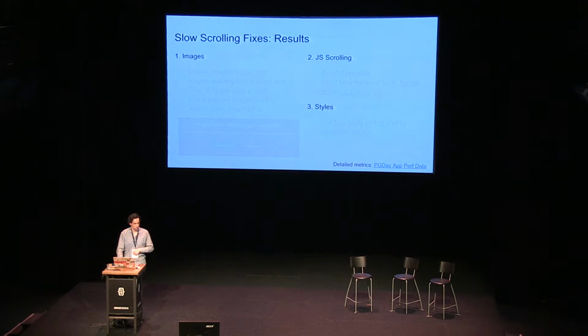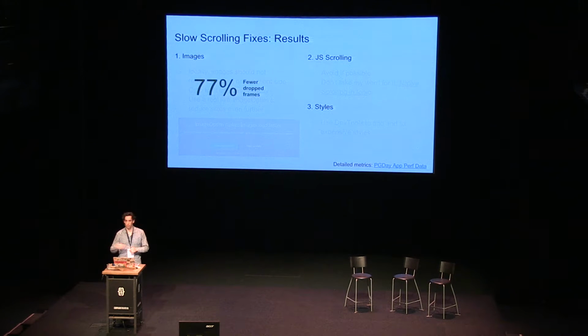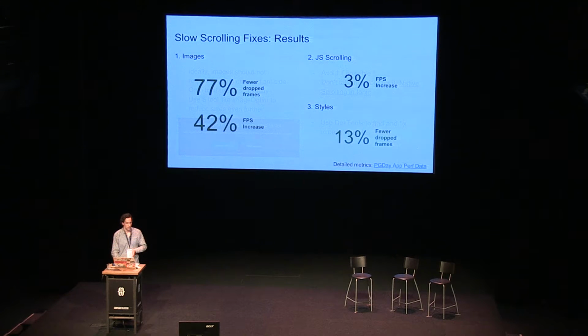And when I talk about the results, how we actually did, with browser-perf, I was able to get, of course, those numbers that I showed earlier, and I was able to run the slow example and the fast example and get some actual quantifiable data. By reducing the size of the images, there were 77% fewer dropped frames in my testing, and this was on a slower iPhone 4 device. We get a 42% frame per second increase as well, so huge gains from the images. With removing JavaScript scrolling, going back to native, we had a 3% frame per second increase as well. And by removing some costly styles, we were able to have 13% fewer dropped frames. And I have all that data in a spreadsheet if you'd like to check it out too.